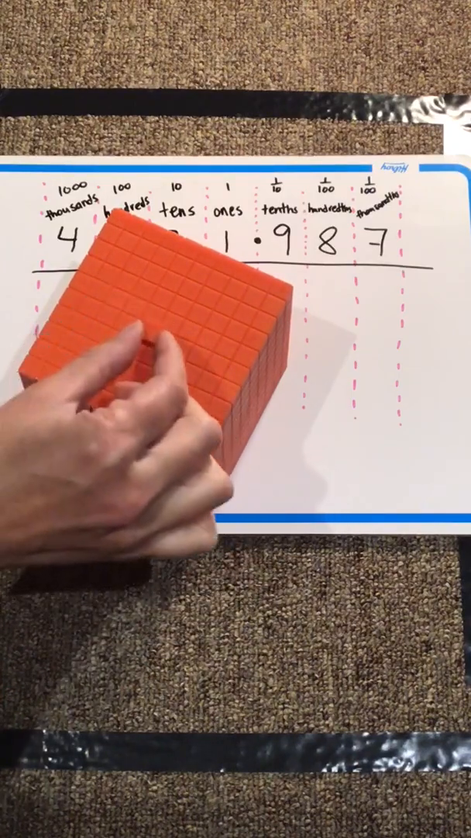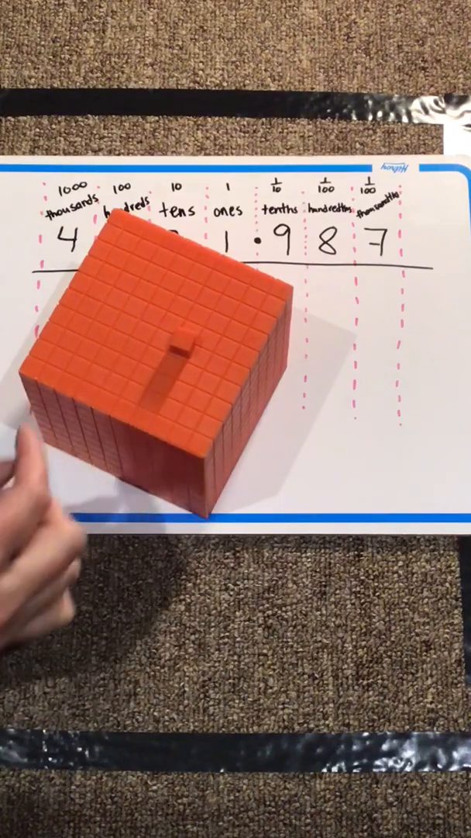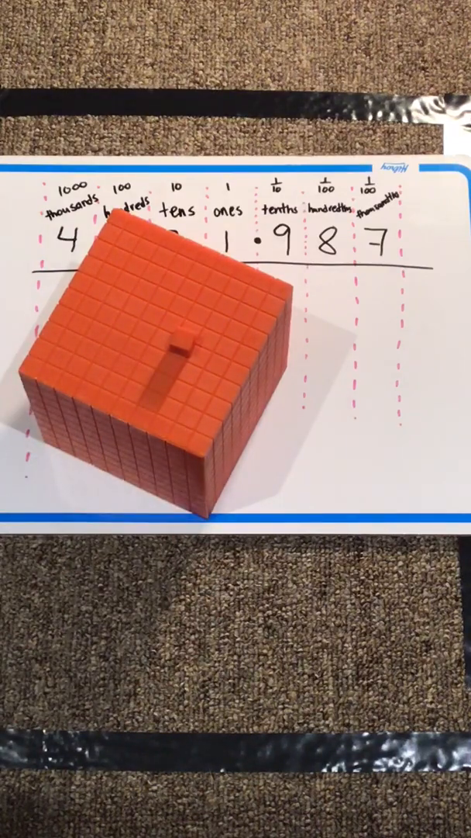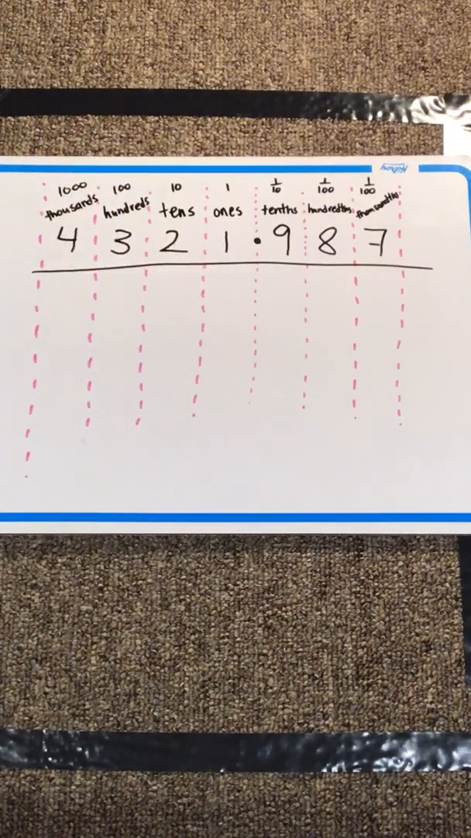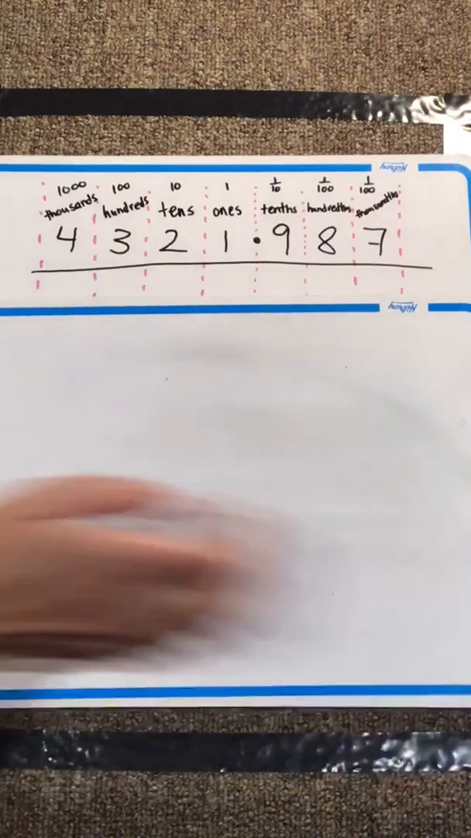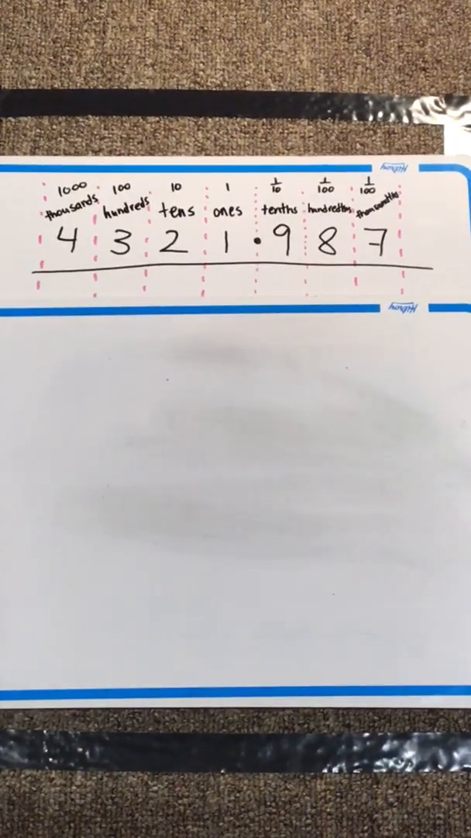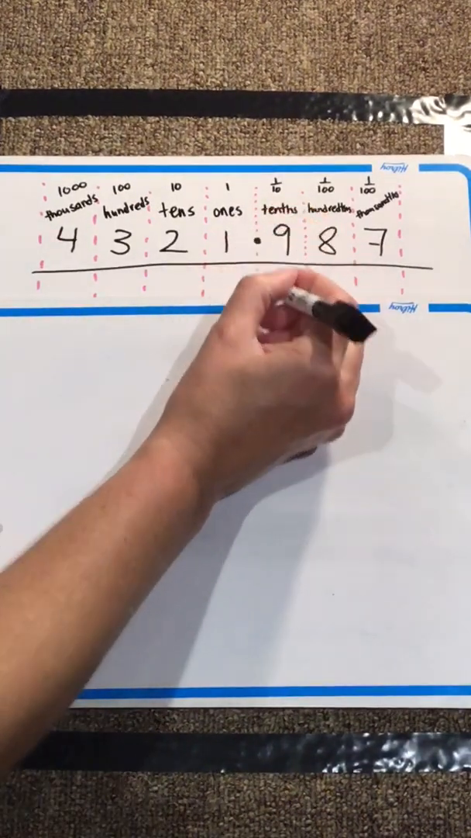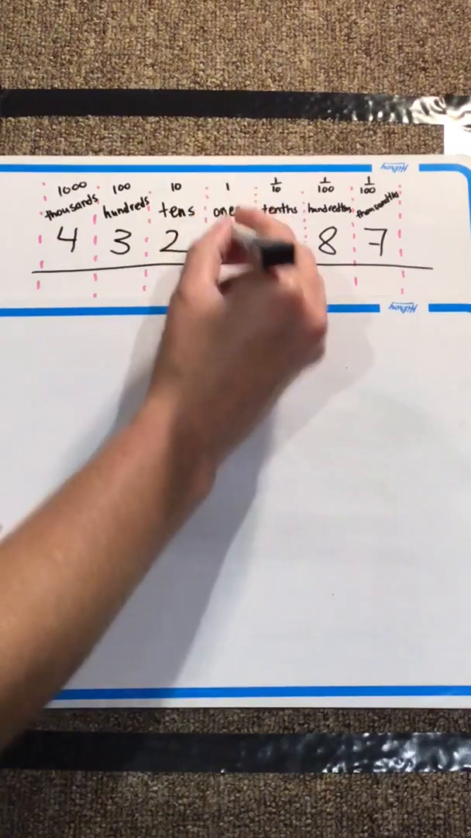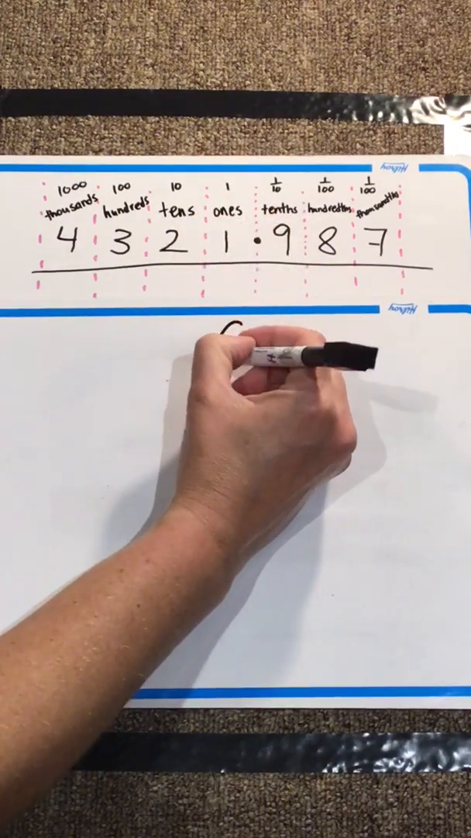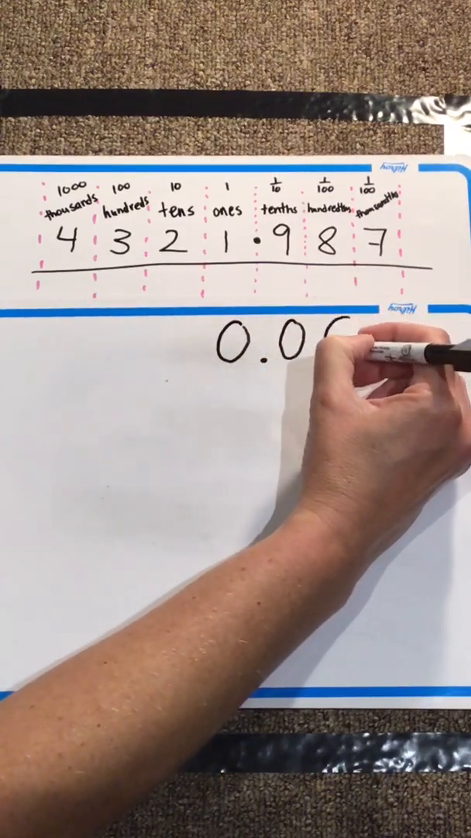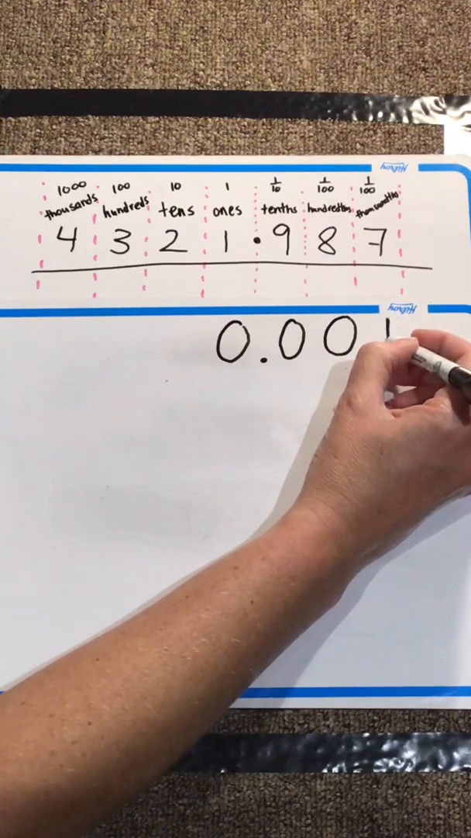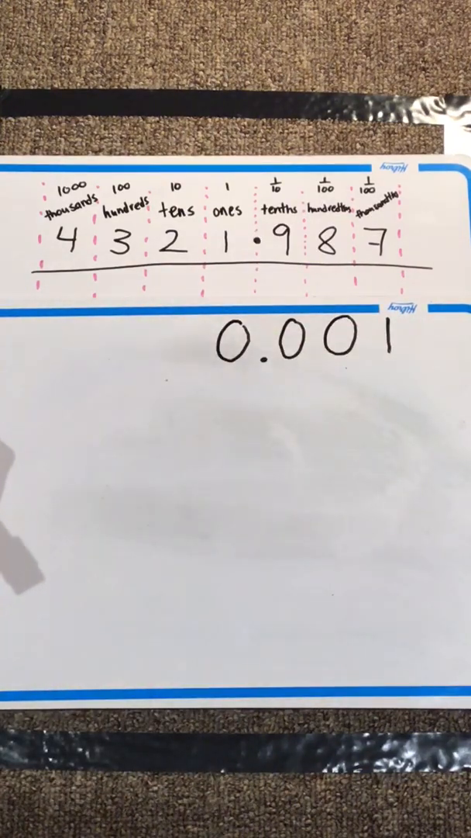If we had 1,000 of these little ones, we could put them together to make this big one. So we would write the number 1,000th by checking out our lovely chart here. We know there's going to be a decimal point here. 1,000th has nothing in the ones column, nothing in the tenths column, nothing in the hundredths column, and it'll have 1 in the thousandths column.